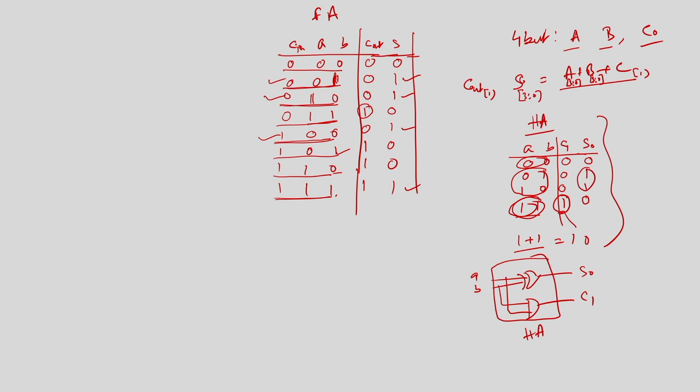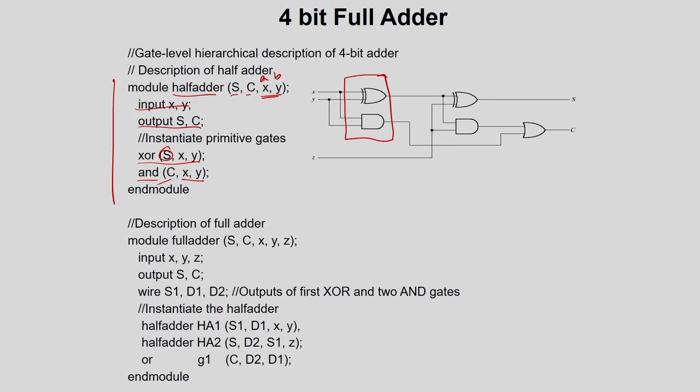So, how can I do that? I can just check here. If both of them are 1, then my output will be 1 because this is coming to an OR gate. If both of them are 1, carry out will be 1. And if one of them is 1, then I check with the other input. If this output is 1 and one of them is 1, again this will become even. So, at least 2.